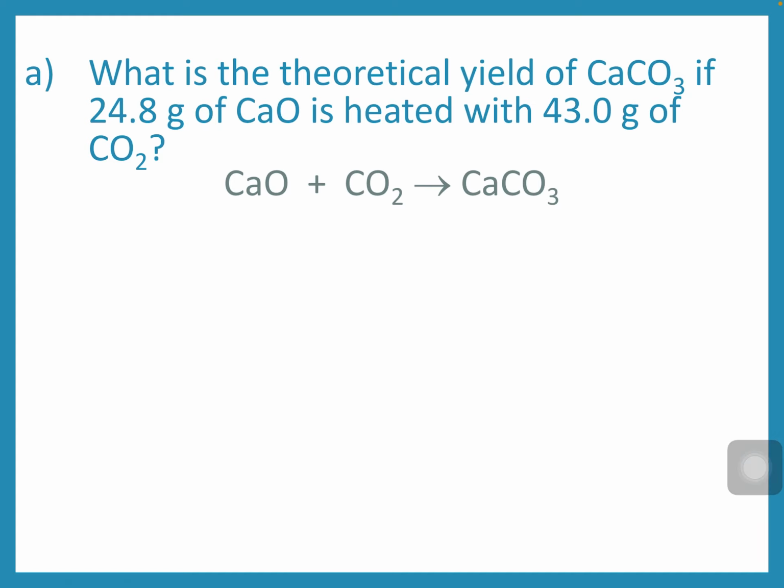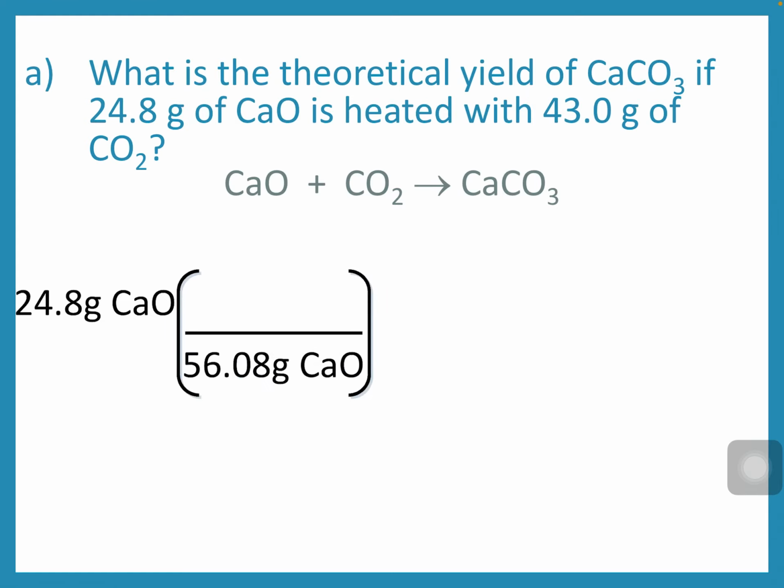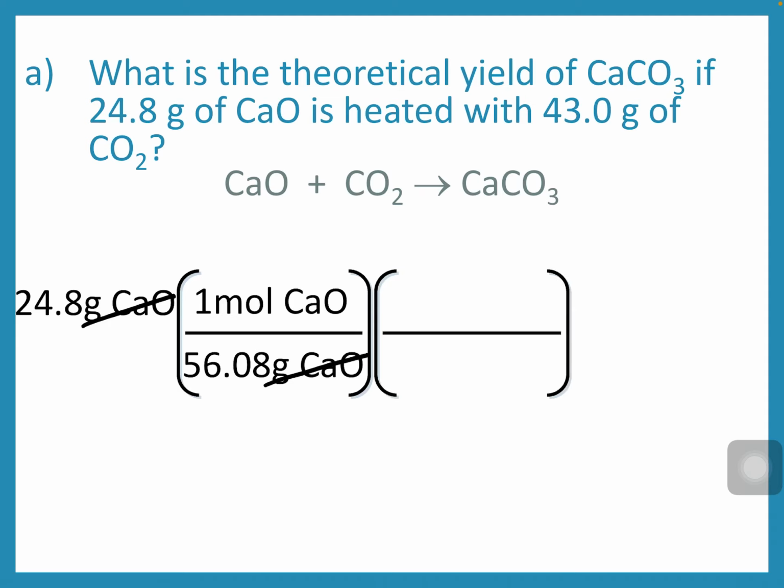Okay, so first thing we're going to do, we're just going to pick one. So I'm going to go with the first one, 24.8 grams of calcium oxide. So I'm going to use the molar mass to convert to moles. So 56.08 grams of calcium oxide per mole of calcium oxide. So that's going to cancel my mass of calcium oxide, convert it to moles. Using my mole to mole ratio, so 1 mole of calcium oxide for 1 mole of carbon dioxide.